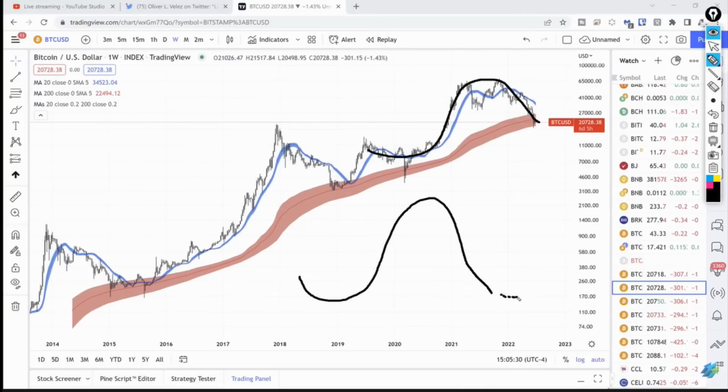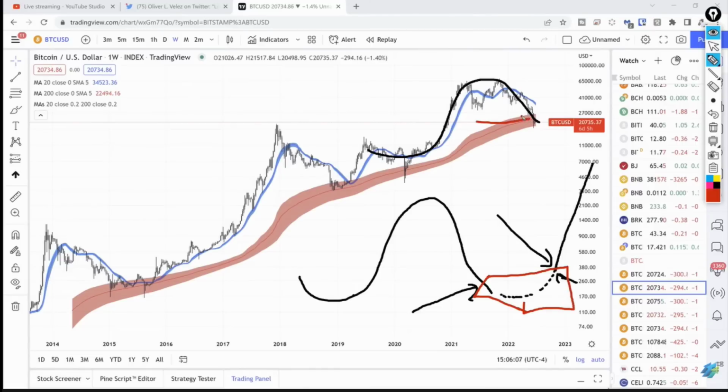Now, what a lot of people want is just this, but that is not how you accumulate for generational wealth. You must start before the turn. If you wait for this, there's the potential of not getting enough and it running away from you. So you must start before the turn and through the turn. And that would place us right there.